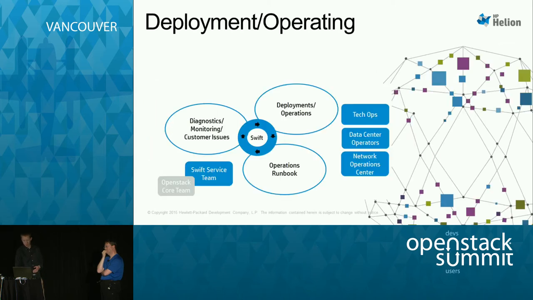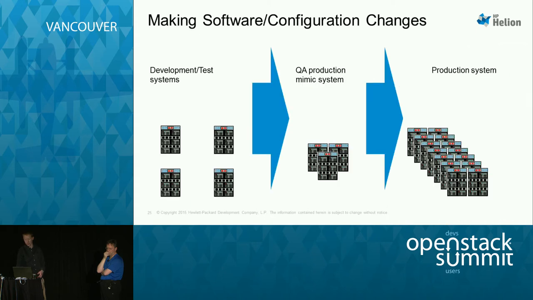Now I'm just going to talk about how we deploy in the public cloud in Swift. This diagram here is just the pipeline of our development lifecycle in Swift. At the beginning, when a developer needs to make a change, he or she has to make their code change or their configuration change or their feature add. They have to put it onto one of our many development systems and make sure that it's okay.